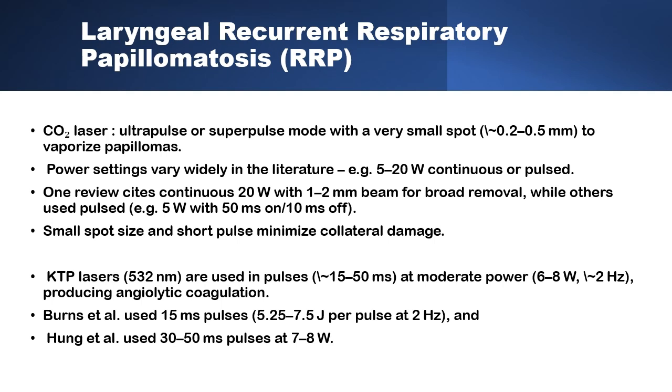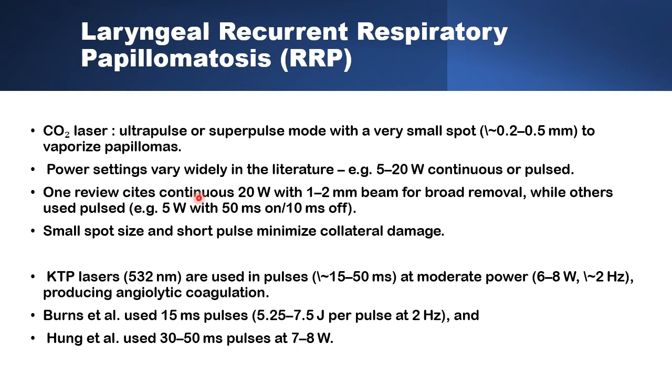For the laser settings, a carbon dioxide laser may be used in the ultra pulse or the super pulse mode with a very small spot size, something like 0.2 to 0.5 millimeters. The power used for this can vary widely. You can use higher watts up to 20 for the initial debulking, although this is not usually recommended, and lower watts towards 5 watt or so for the precise cutting of the vocal fold edge and the anterior commissure, usually in the pulsed mode.